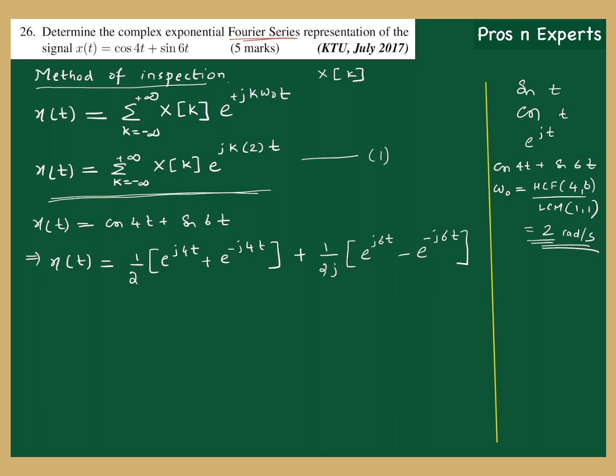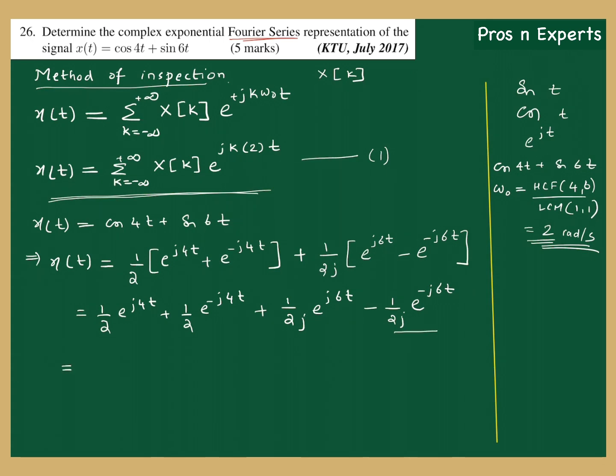Now I can again simplify it as x of t equal to half e raised to j 4t plus half e raised to minus j 4t plus, I ask you not to forget the 2j component in sin 6t. Whenever sine is expanded, you will have a 2j component, but cos will have only 1 by 2. So expanding the next bracket, 1 by 2j e raised to j 6t minus 1 by 2j e raised to minus j 6t.